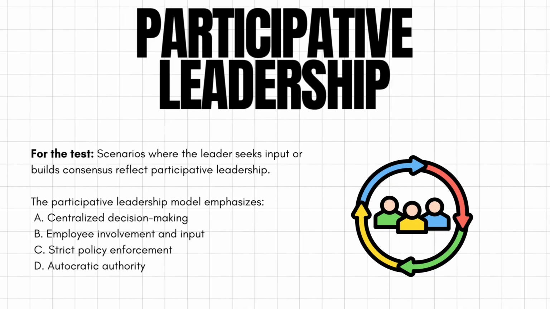Here's a question. The participative leader model emphasizes A. Centralized decision-making. B. Employee involvement and input. C. Strict policy enforcement. Or D. Autocratic authority. And the answer is B. Employee involvement and input.